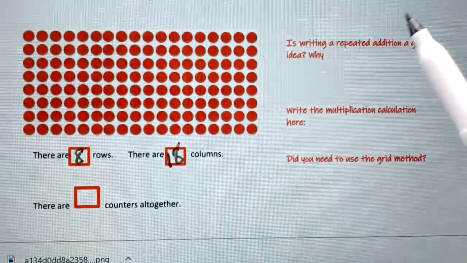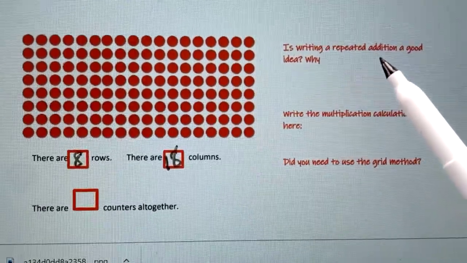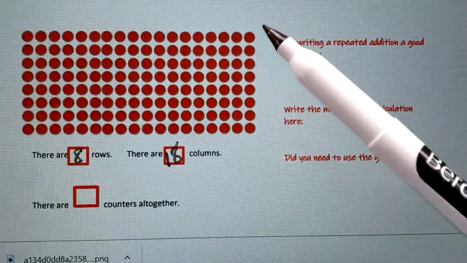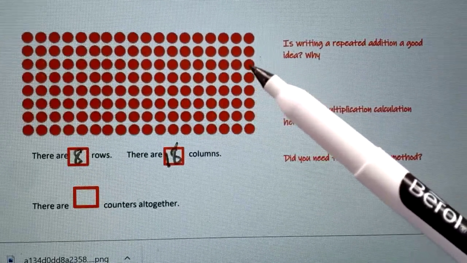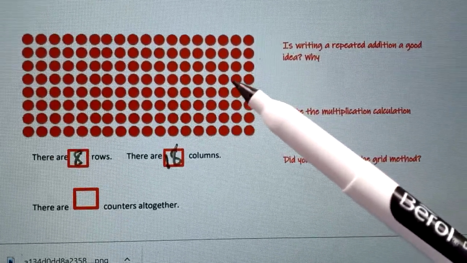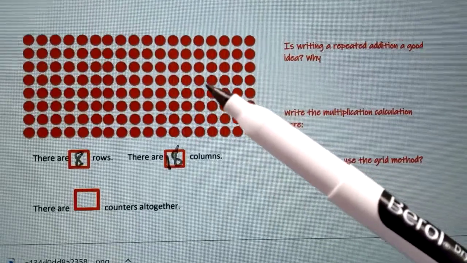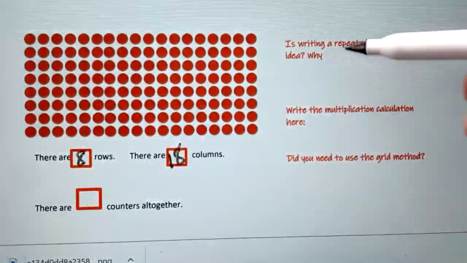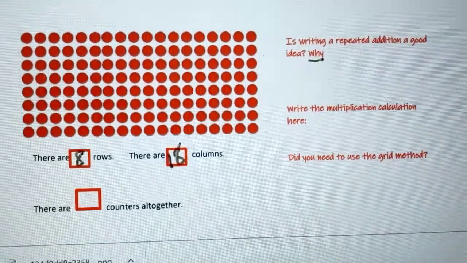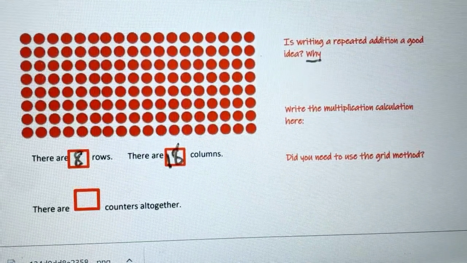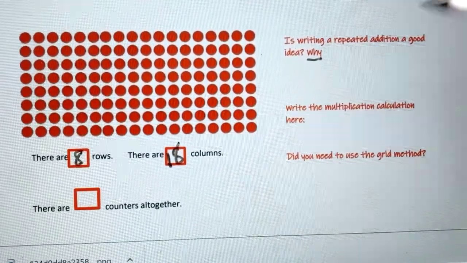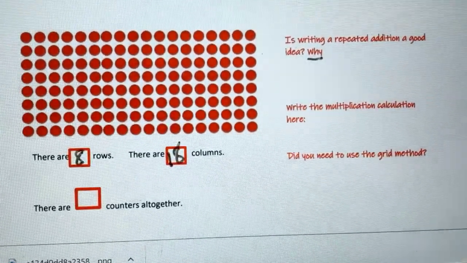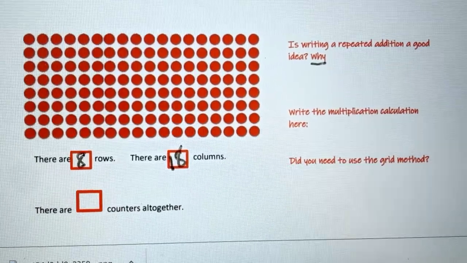Here, is writing a repeated addition a good idea? Well, we'd have to go like this. We'd have to go 8, add another 8, add another 8, add another 8, add another 8, add another 8, add another 8. It would be crazy. Why would it be crazy? It's because we've got too many things to add together. We would have 18 things to add together. So I'm not going to do repeated addition because it would be crazy.